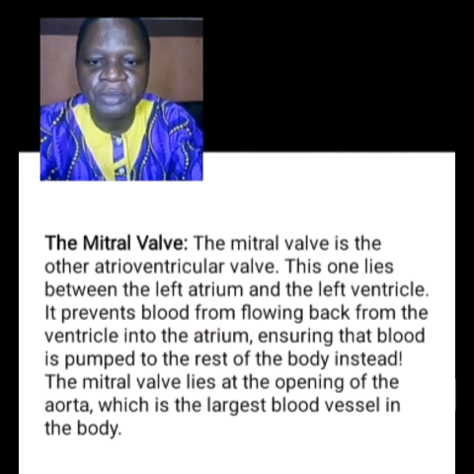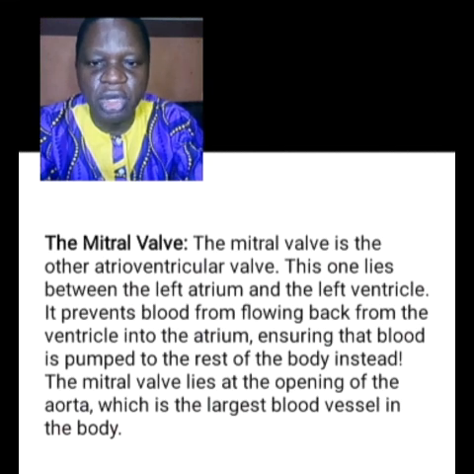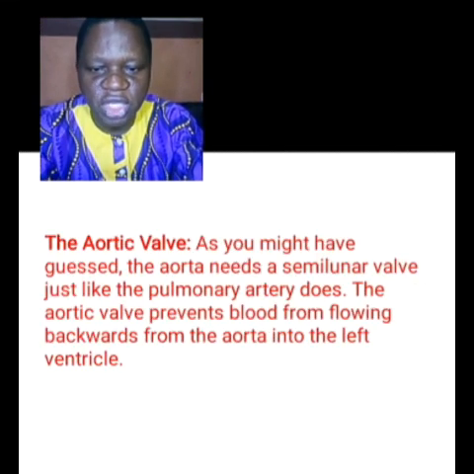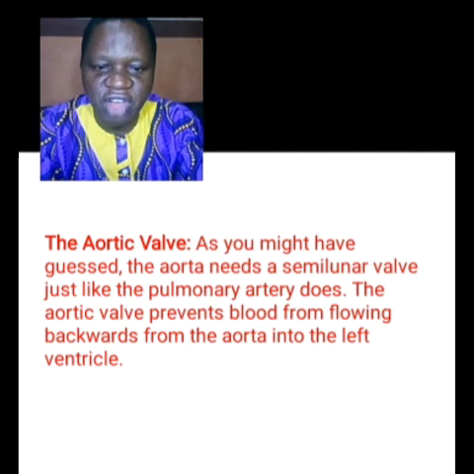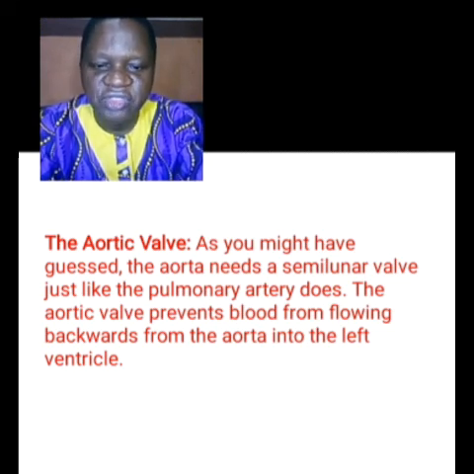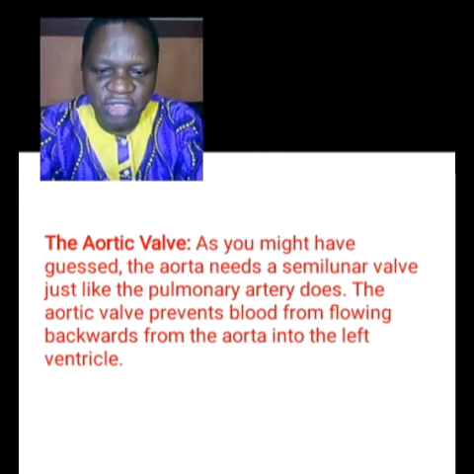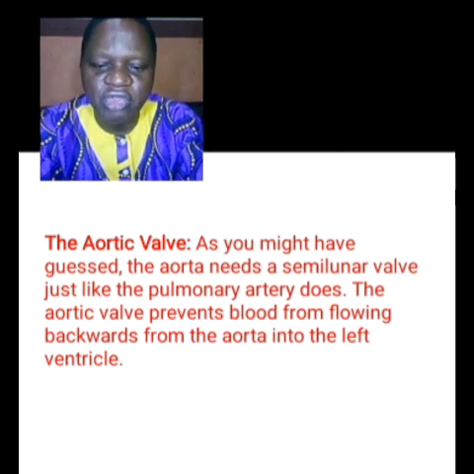Okay, and then the last one is the aortic valve. As you might have guessed, the aortic valve is a semi-lunar valve, just like the pulmonary valve. So the aortic valve prevents blood from flowing backward too, so that the blood will go directly from the aorta into the rest of the body, instead of moving back from the aorta into the left ventricle. So that's for the valves.